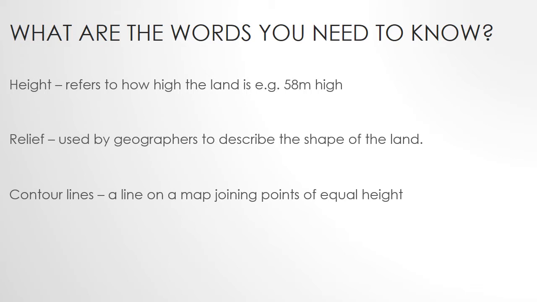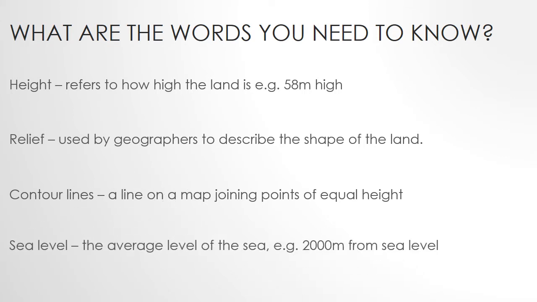Contour lines. They are lines on a map and they join points of equal height. We'll go through that one a bit more in depth later on. So they join parts on a map that are of equal height. And the sea level, the average level of the sea. So the example is 2,000 meters from sea level. That means how high is it from the average level of the sea? How high up are you going?